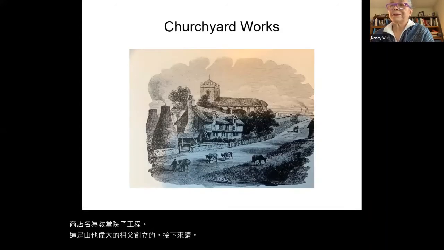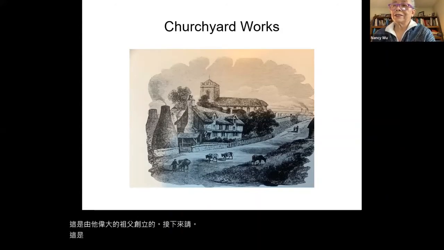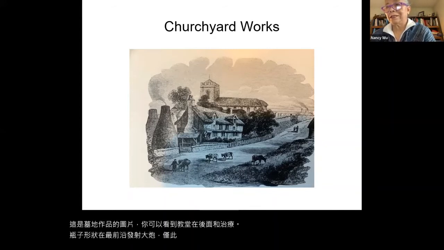This is the picture of the churchyard works. You can see the church in the back and the bottle-shaped firing kiln in the forefront. And that's what the English village looked like in those days.